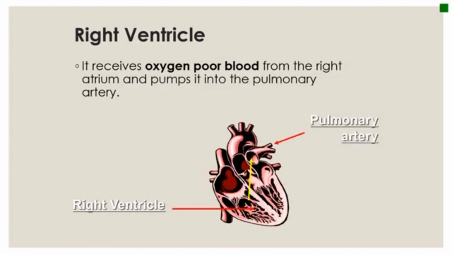What about the right ventricle? What does it do? The right ventricle receives the oxygen-poor blood from the right atrium and pumps it to the pulmonary artery. So from the right ventricle, it is pumped to the pulmonary artery.